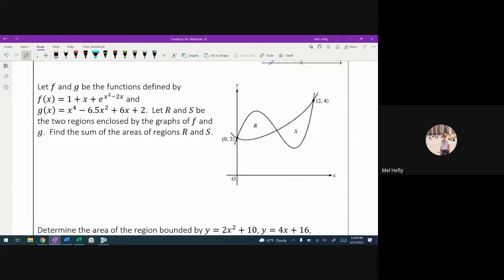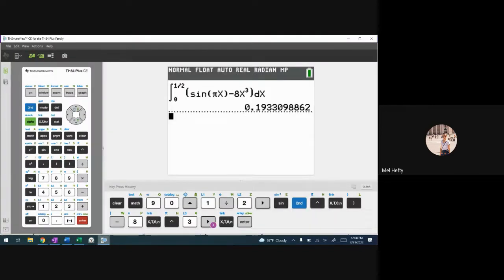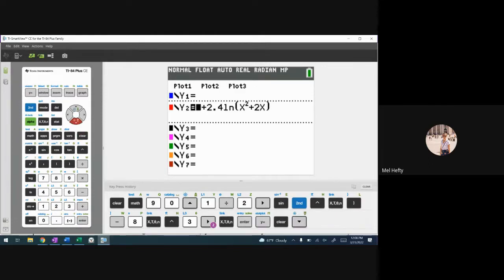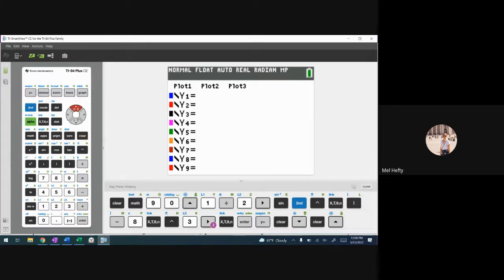If you see a free response talking about area and volume, you're probably going to use these functions multiple times. So the very first thing I'm going to do is put these two functions in y equals so I can use them in multiple parts of this question. So will you also go and put f of x in y1 and g of x in y2?